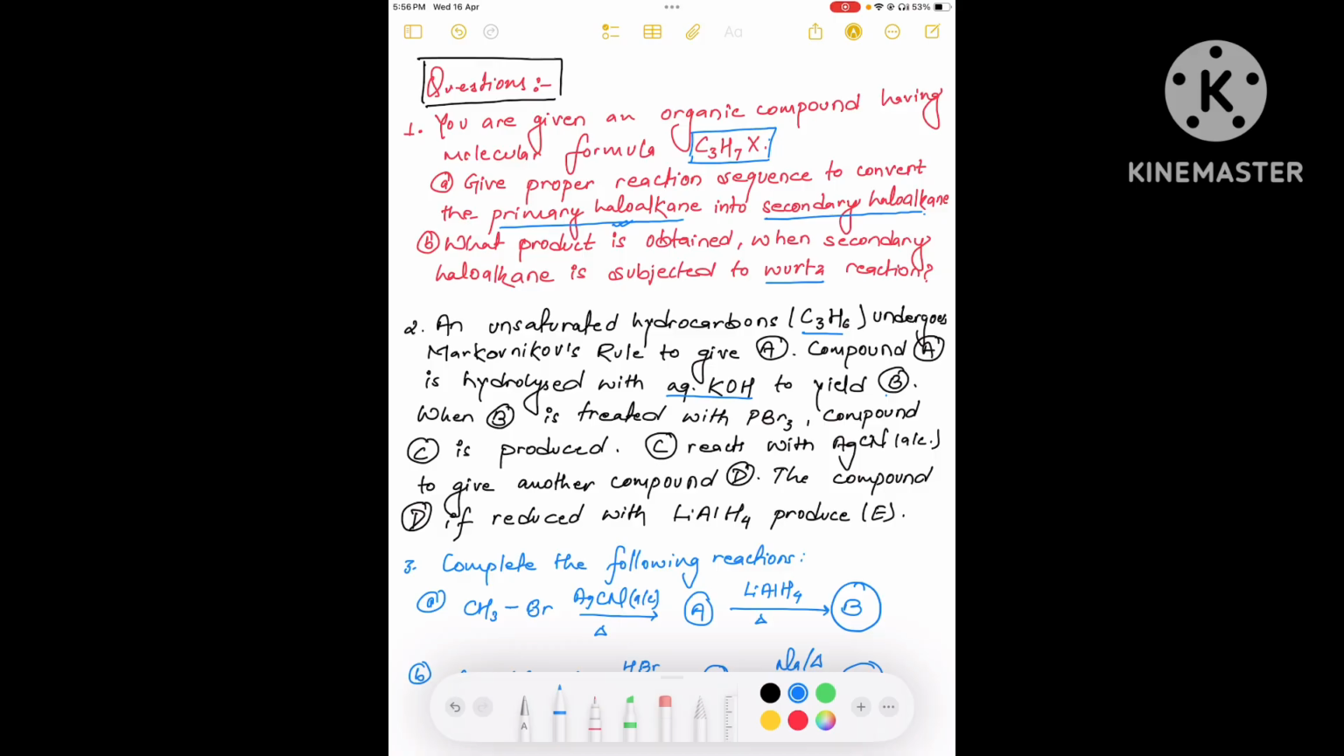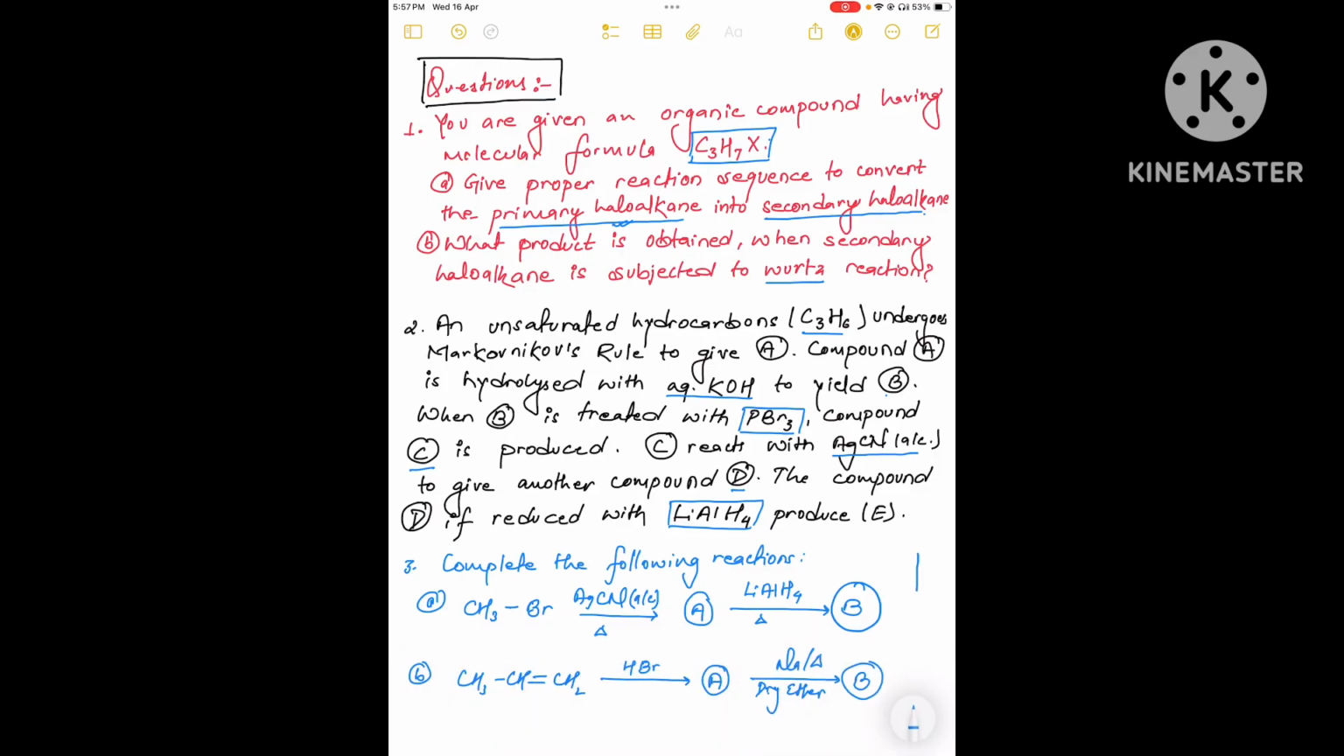B is further treated with PBr3. I have not spoken about PBr3: what it does is the hydroxyl group, the OH group, is replaced by Br, which gives C. The C is further treated with AgCN in an alcoholic medium, which I have already discussed, and it will give D. And D is treated last with lithium aluminum hydride, LiAlH4, which is a reducing agent. Reducing agent basically means it adds a certain number of hydrogens.